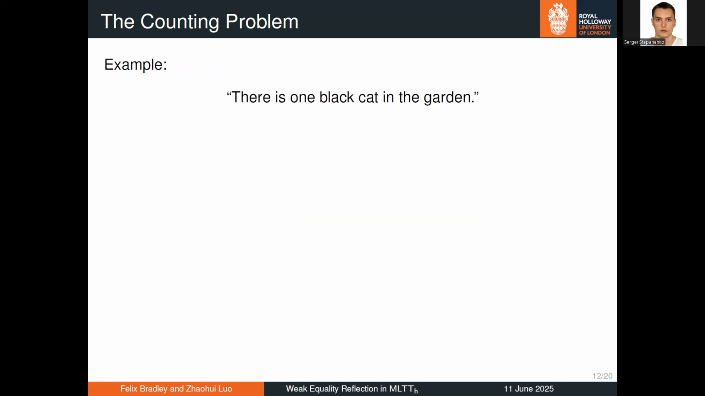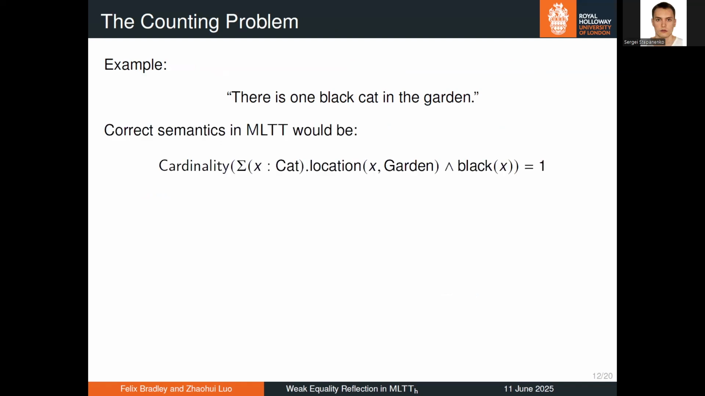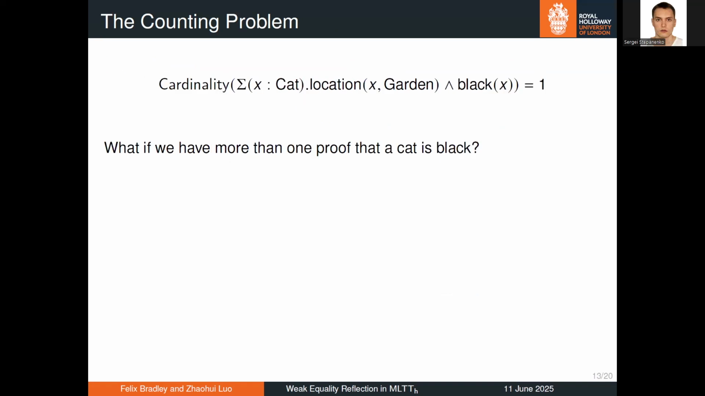Another quick example, if we want to say there was one black cat in the garden, then the correct semantics for this might be, maybe, hopefully, there's an issue with this. I don't know if anyone can spot this immediately. What if we have more than one proof? If I have two different people look at the garden, one person concludes there's a black cat, the other person concludes there's a black cat. Conclusion, there's two black cats. That doesn't really make sense when we're trying to prescribe meaning to that sentence.